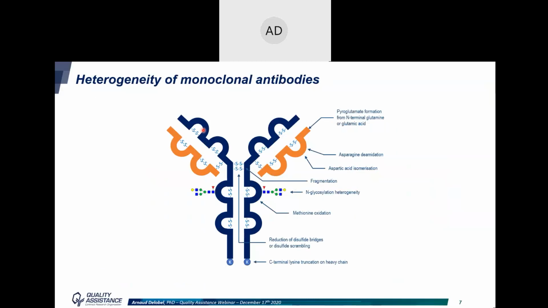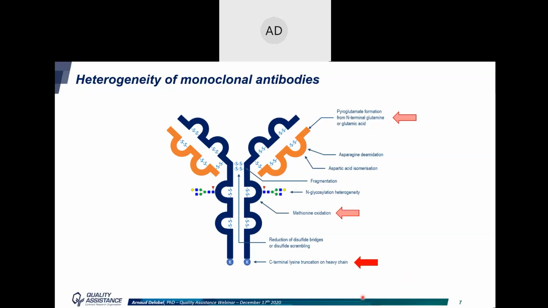So let's talk now about the heterogeneity of monoclonal antibodies. You all know that monoclonal antibodies are very heterogeneous due to many different modifications, and some of these modifications may have an impact on the charge of your protein. First, methionine oxidation has a small impact on the charge, and you will observe these variants as basic variants. Pyroglutamate formation is also a modification that is common on monoclonal antibodies, but this one will have a moderate impact on the charge of your antibody.